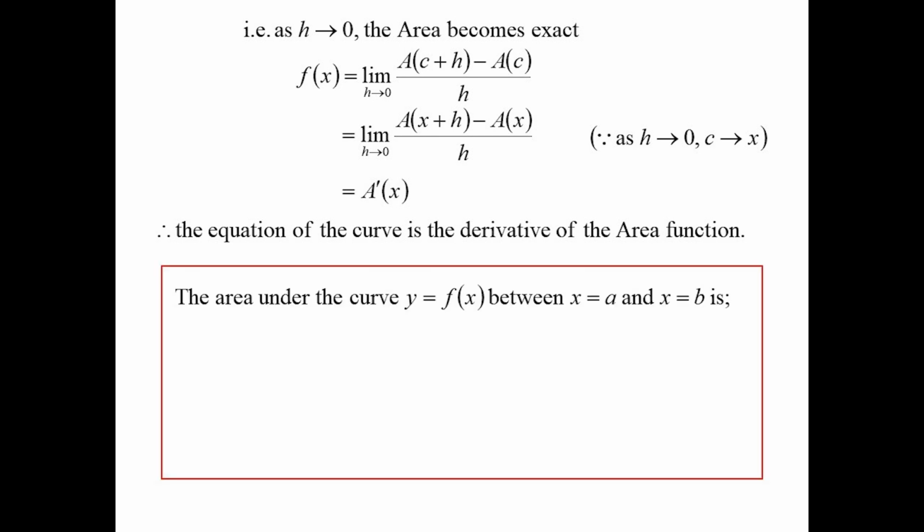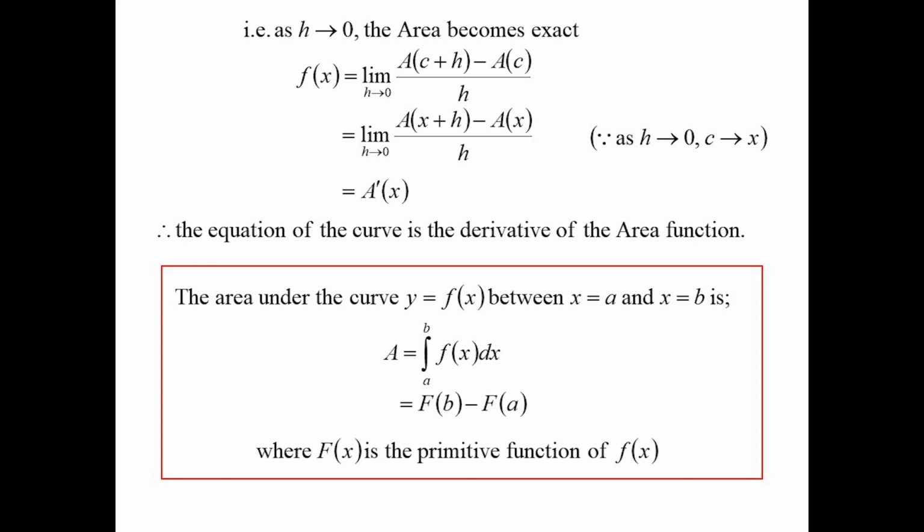The symbol we use for integration is the long S symbol. S for sum, basically, is what it's there for. So we're saying sum, going from A to B of function x. And we know the answer to that will be the primitive function. We'll substitute in B and we'll substitute in A. Because remember, it was the area going up to here minus the area going up to here. We can now find our area.